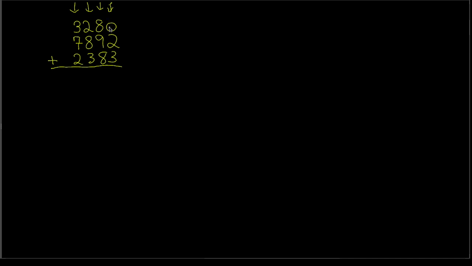So if we come down, we have 2 ones and 3 ones. So altogether, that's 5 ones. And then I come over here to the tens column, and 8 and 9 is 17. So I'm just going to put a note over here right now. I have 17. And then 17 and 8 is 25. So I get a 5 down here.